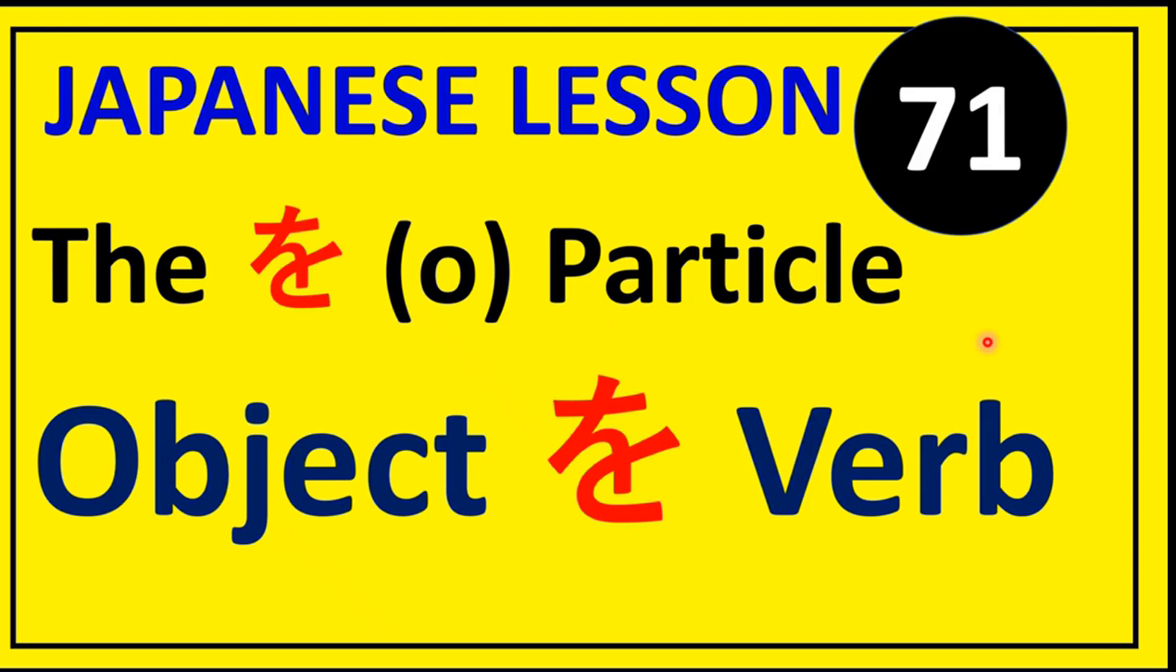Today is lesson 71 of the series Japanese for Beginners, and the topic for today is the O particle, object O verb.